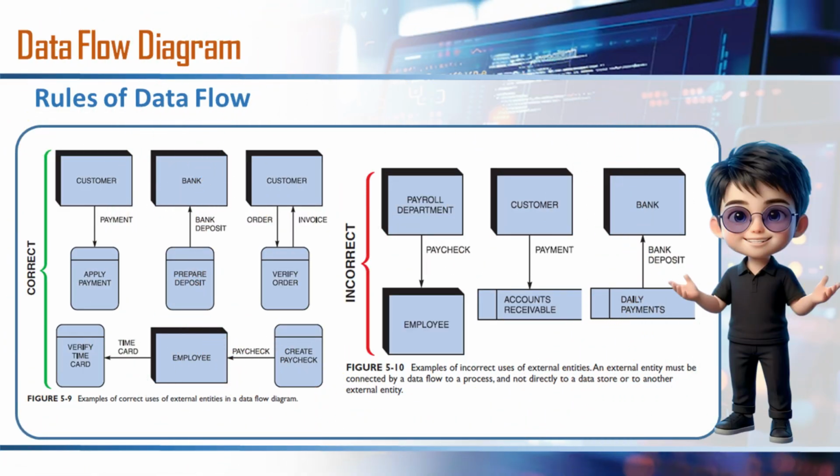Next, please observe the correct and incorrect use of external entities in a data flow diagram, DFD. Pay close attention to how external entities interact with the system, and remember that data should not flow directly between two external entities without a process.